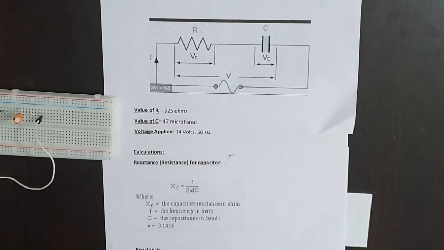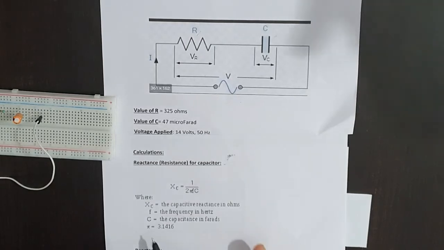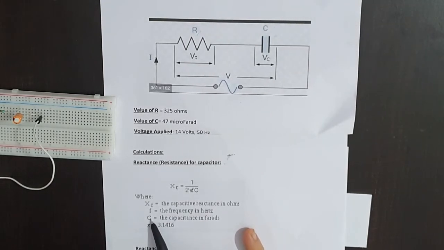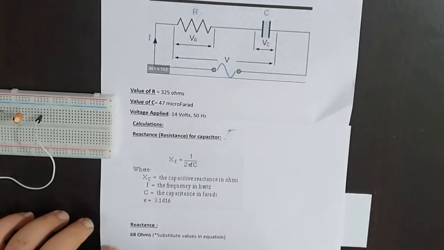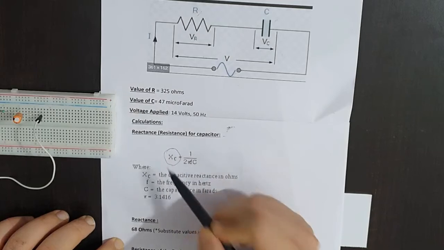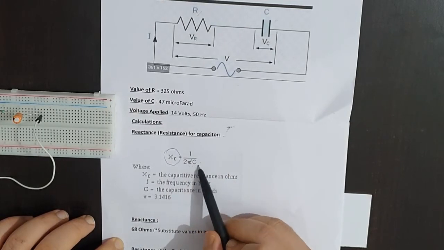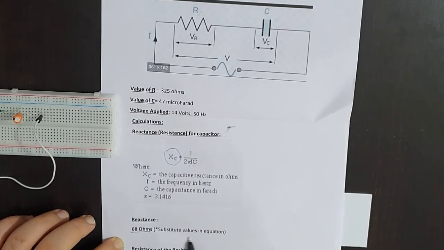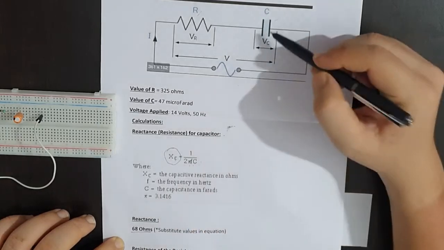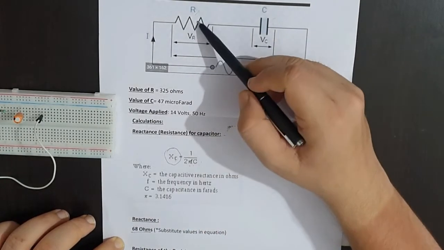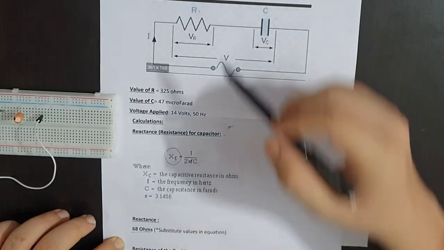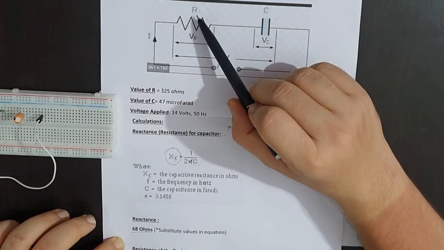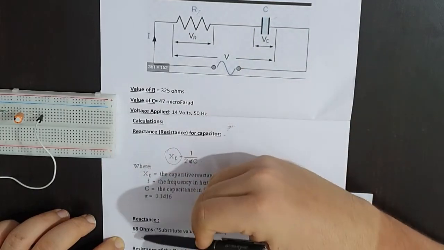So I'll be using a transformer which will convert the 230 volt to a 14 volt AC. And what is the capacitor? The capacitor value is 47 microfarad. Now in this case, if you calculate the XC value, once you substitute the values of F and C, you will find that 68 ohms is the reactance of the capacitor. Similarly, what is the resistance of this resistor? 325 ohms.